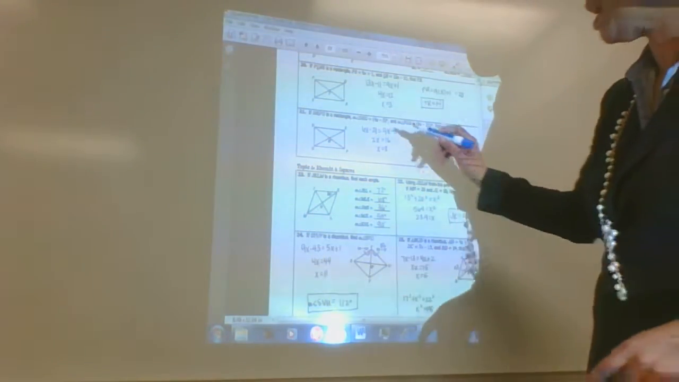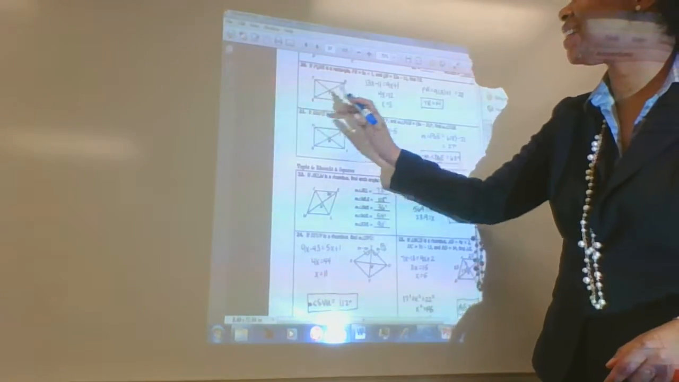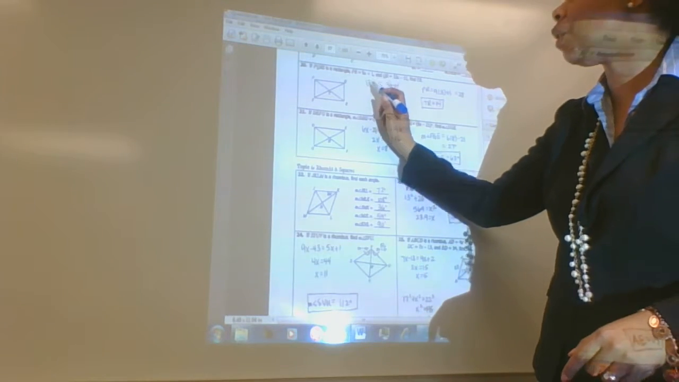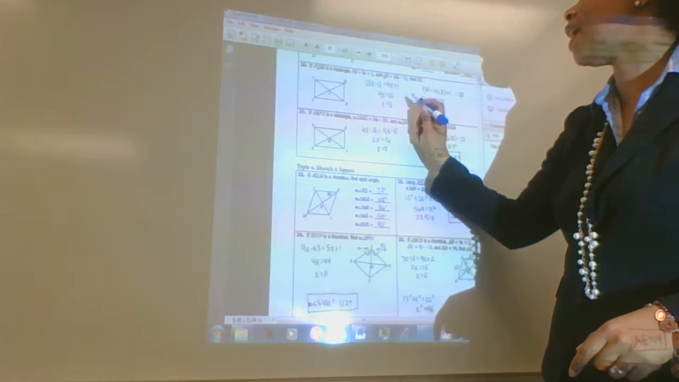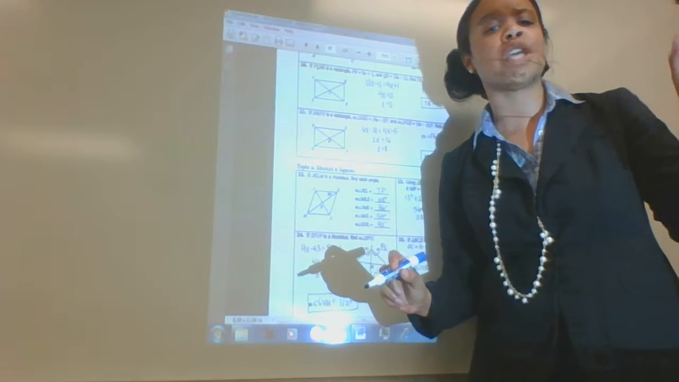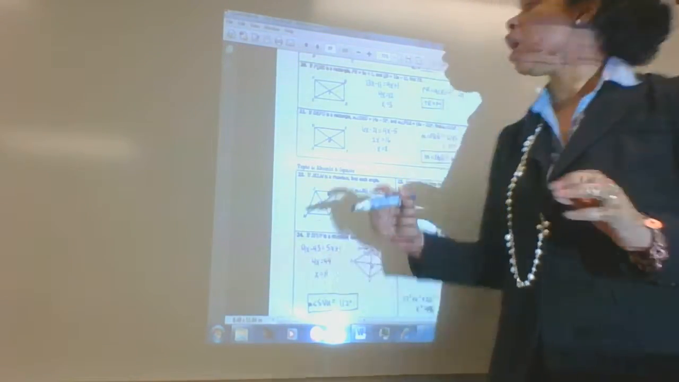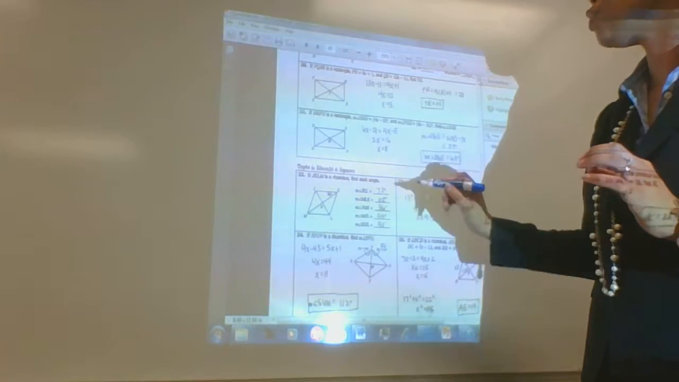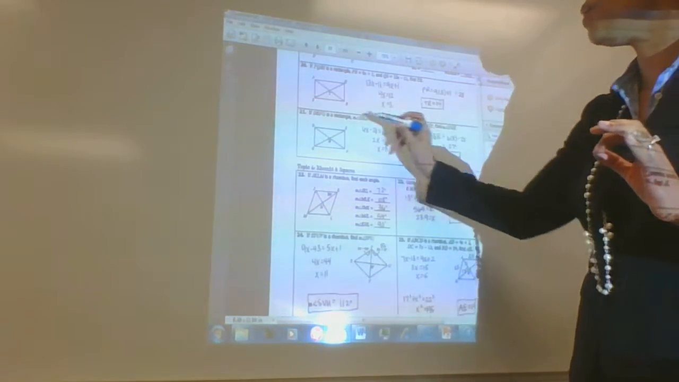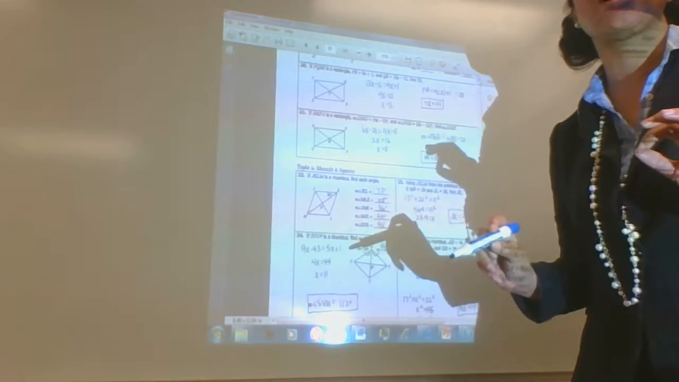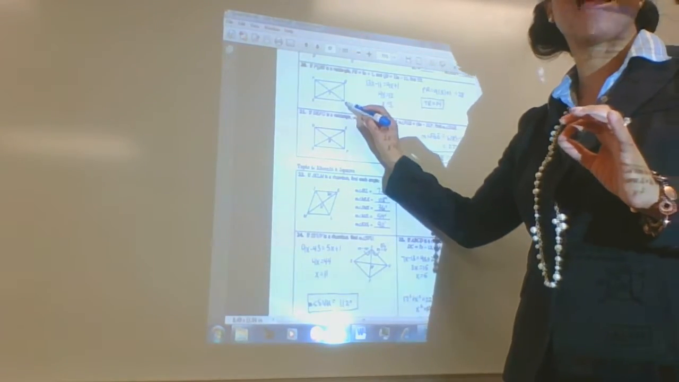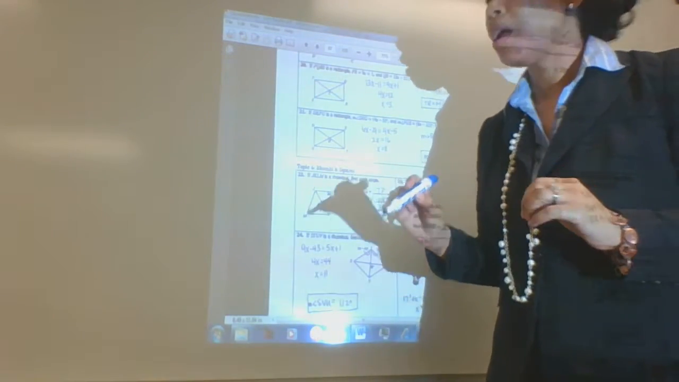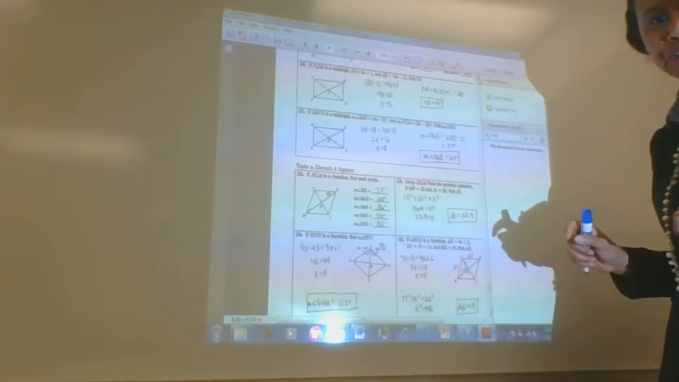Okay, here I am. If PQRS is a rectangle and PR is 9x plus 1, that's a diagonal, and QS is 13x minus 11, what do we know about the diagonals of a rectangle? Yes, they are congruent. So we can set these equal to one another. We find X is 3, so the diagonals will equal 28. But we also know if we want to find TR, it is half of that, because the diagonals do what? Bisect each other. Okay? Very good. Making sure you can see that.